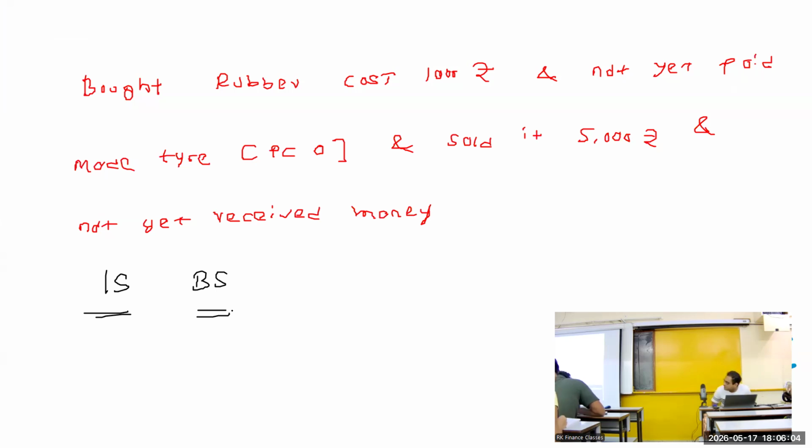You bought the rubber, meaning raw material, for a cost of 1000 rupees. You did a processing on it. You made a tire out of it. But assume processing cost is 0, and then you sold a tire for 5000. Neither have you paid 1000 nor have you received 5000. How will the balance sheet look like? How will the income statement look like? Is the question clear? Yes.